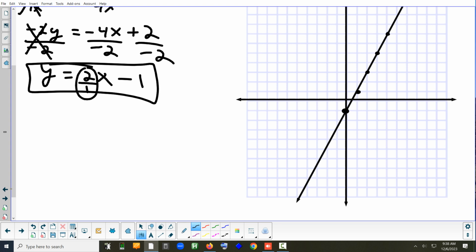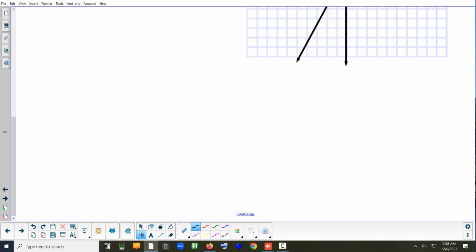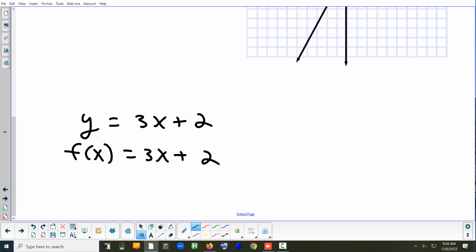All right, so last one. For the last one, I want to just kind of remind you guys about something we did maybe last week. So we wrote equations like this. And then we also wrote them like this. Does anybody remember how you read that? F of x. Yep, you're close. F of x. So we called this function notation.